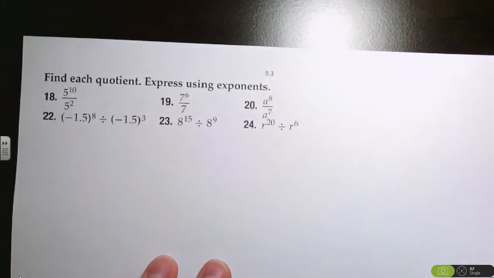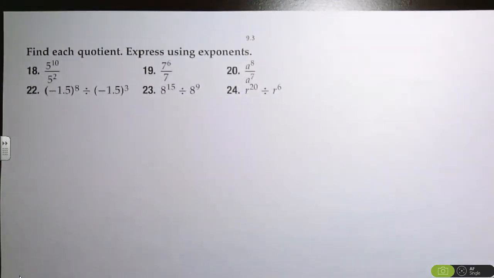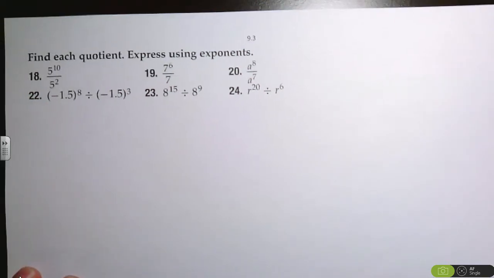Now division for 9.3, division of exponents. Oh, I forgot to do 9.2. Okay. So division of exponents, same exact idea.